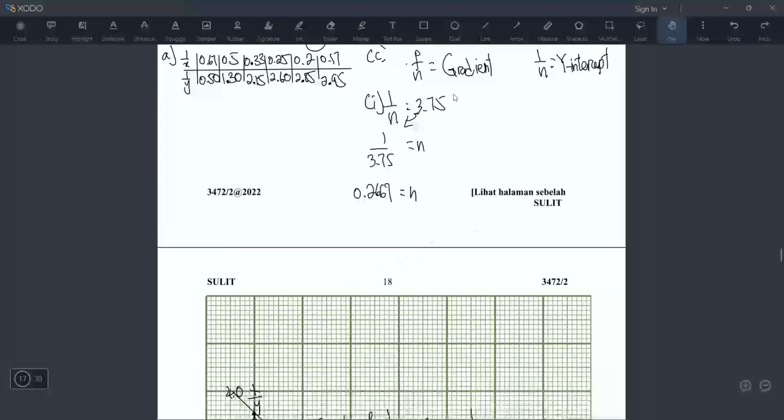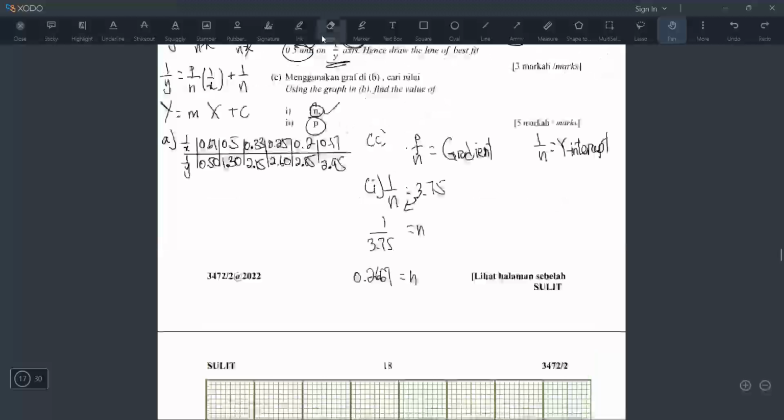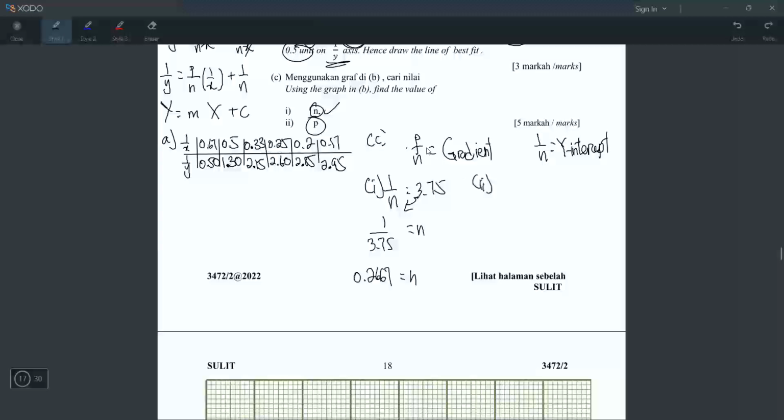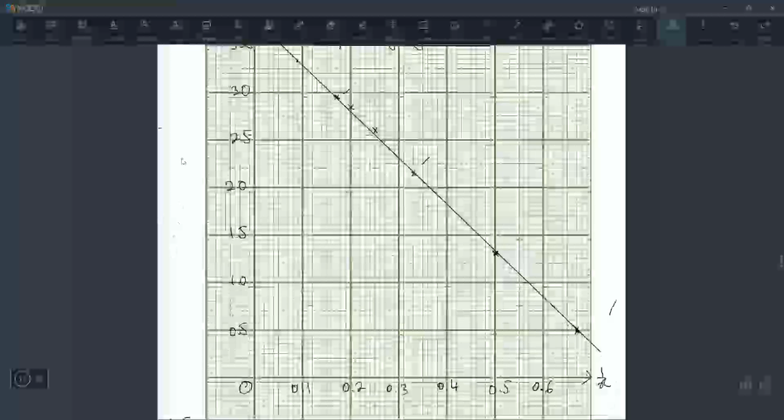Okay, let's continue with the second question. Second question, we still have to find P. So we all know P over n is the gradient, but n we already know is 0.2667. To find the gradient, we need 2 points, okay?